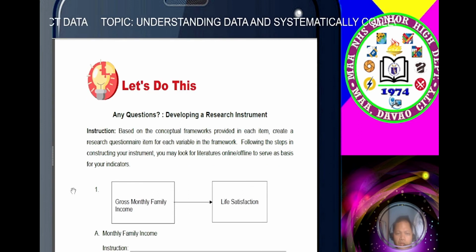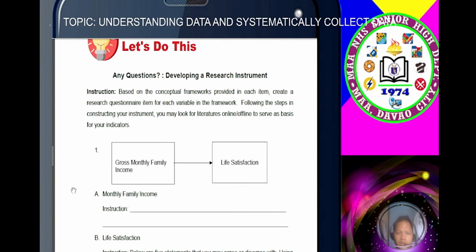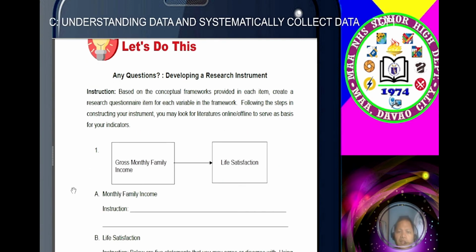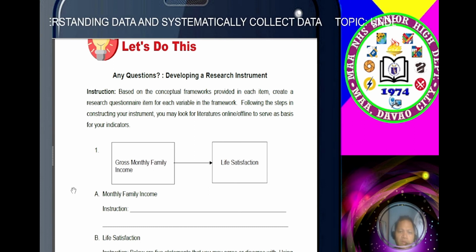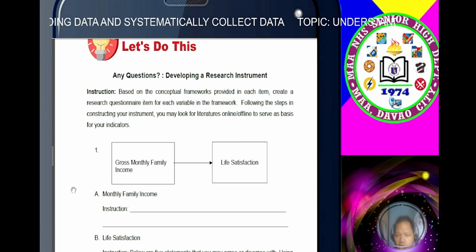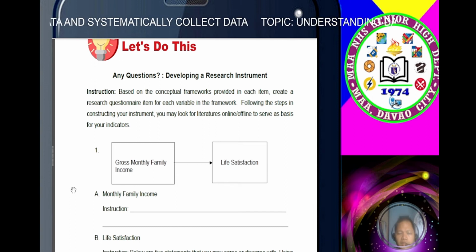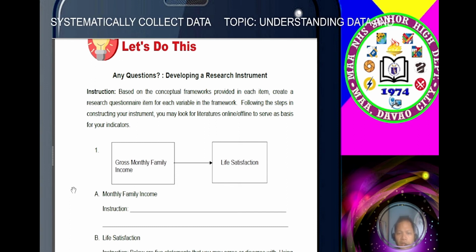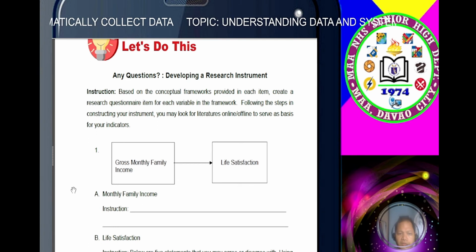Okay, so let's do this. Any questions? Developing our research instruments. Instruction: based on the conceptual frameworks provided in each item, create a research questionnaire item for each variable in the framework. Follow the steps in constructing your questionnaire.